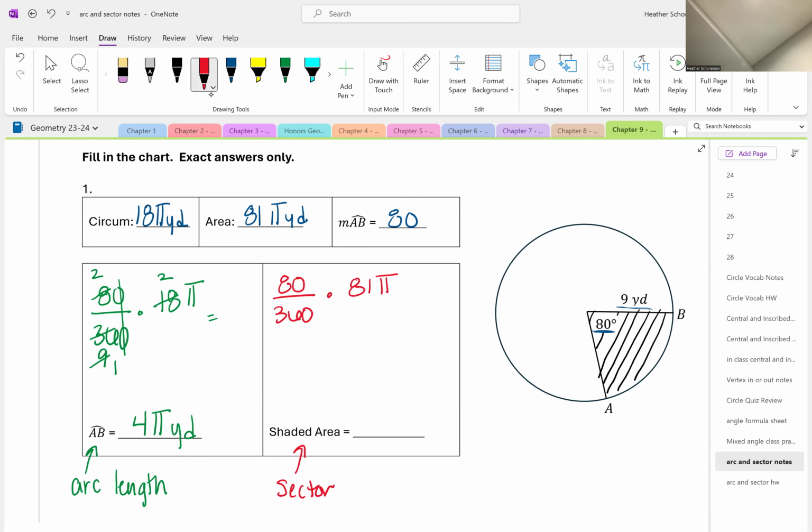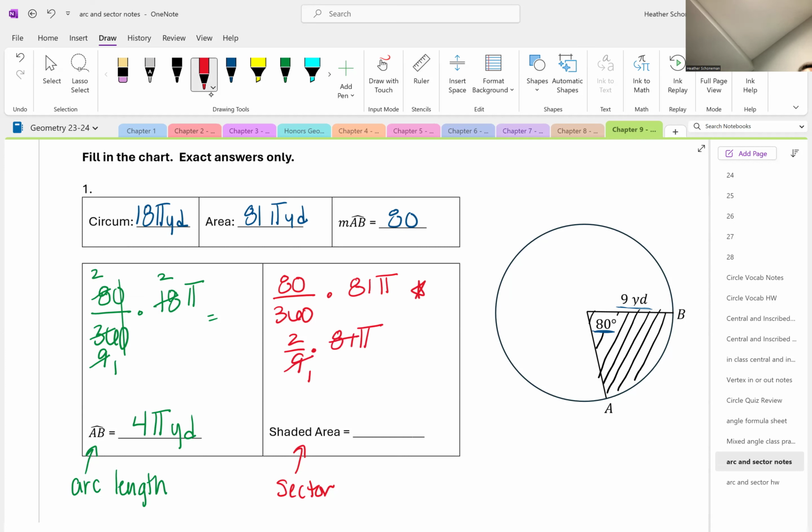Now, on these, it's important to work smarter, not harder. This is my formula, but just in the green one over here for arc length, we discovered that 80 over 360 reduces to 2 over 9. So you actually don't need to even write this one. I just start with 2/9 times 81 pi. Well, 2 and 9 don't reduce anymore, but 81 and 9 do.